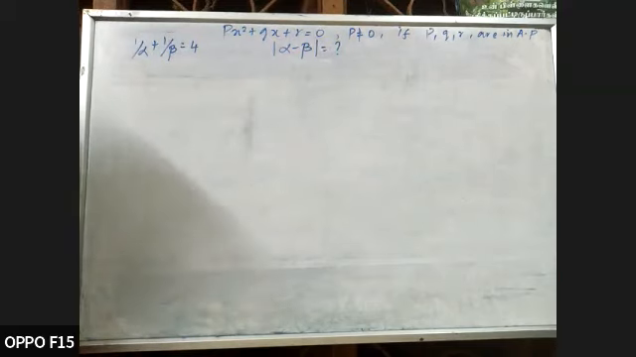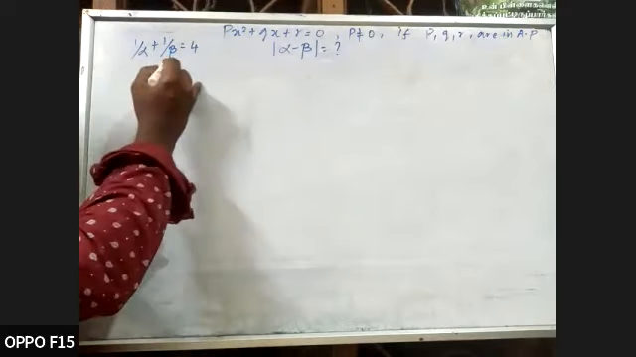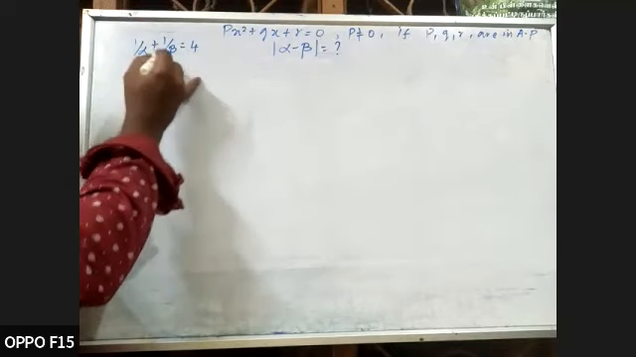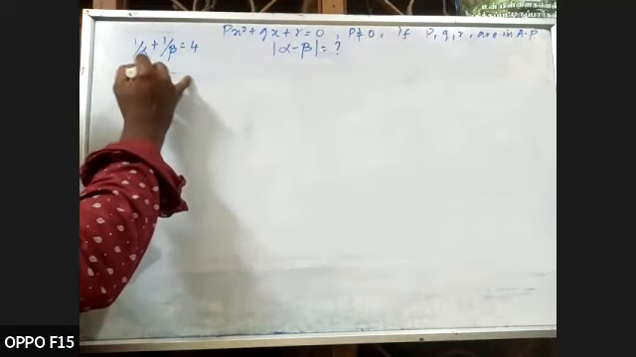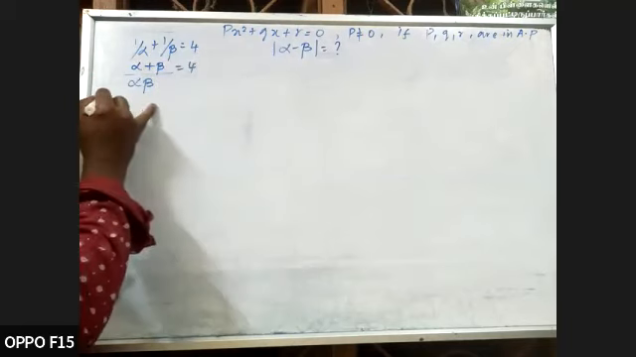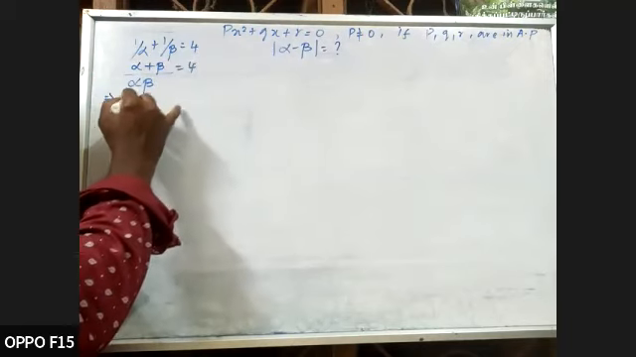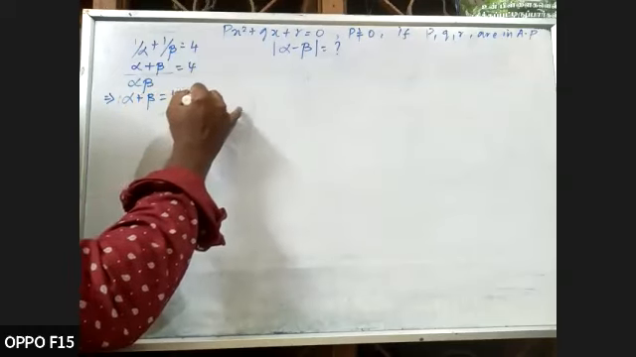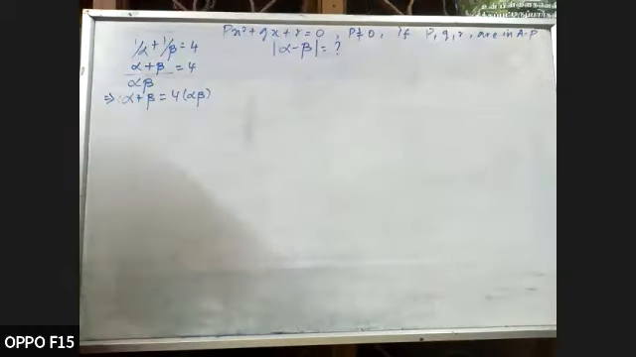Now it is given that, again I repeat, if alpha and beta are the roots of the equation px square plus qx plus r equal to 0, p not equal to 0, if p, q, r are in AP, and 1 by alpha plus 1 by beta equals 4. If you take the LCM, alpha plus beta over alpha beta equals 4. From this we can say alpha plus beta is equal to 4 times alpha beta.